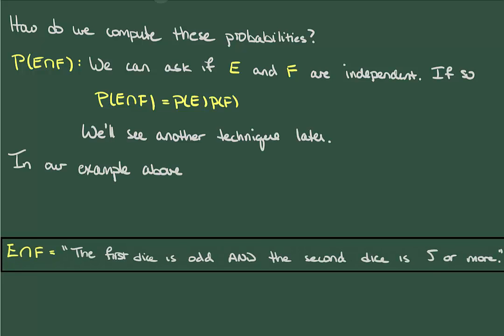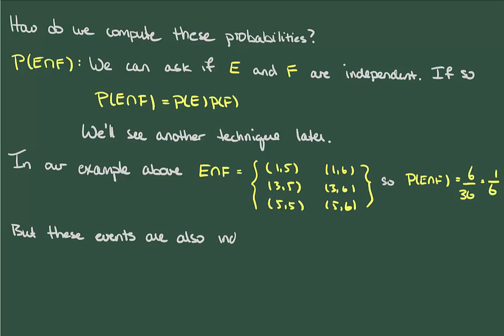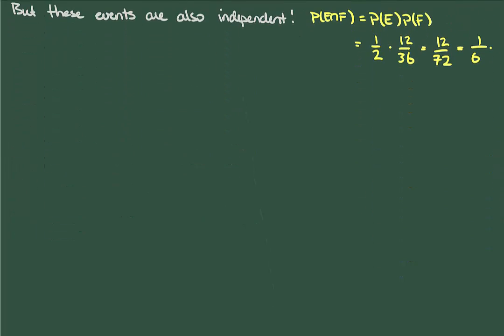In our example above, we can just write out the intersection of E and F by hand to get the following. Now the dice are fair, and this event has 6 outcomes, so the probability is 6 over 36. But on the other hand, these events are also independent, so we can compute them in a different way. Let's think about this. So the first dice being odd has no effect on whether the second dice has a value of 5 or more, right? They're completely unrelated. So we can multiply their probabilities, and if we do that, the probability of E is a half, while the probability of F is 12/36, so their product gives us 1/6 as we expected.